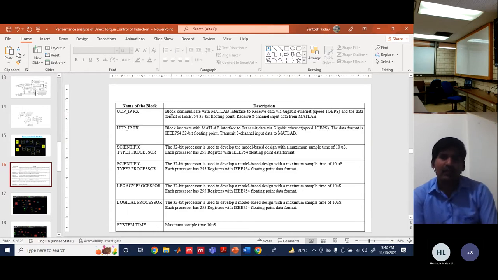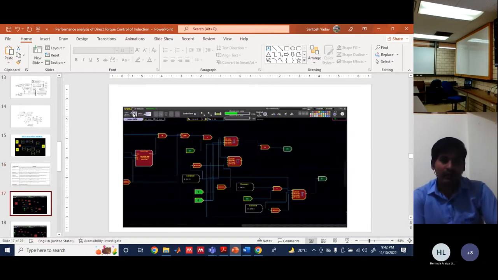So in that, the blocks communicate with the MATLAB interface to receive data via gigabit Ethernet, like 1 Gbps, and the data format is IEEE 754 32-bit floating point, receiving 8-channel input data from MATLAB. There are also 32-bit registers for the scientific type 1 and type 2 processors, the legacy processor, the logical processor, and system time. The maximum sample time is 10 microseconds. This is the Netly window, in which we will design.